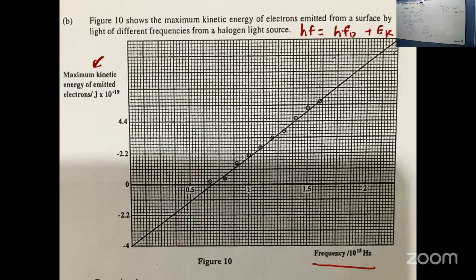So what we get here, after rearranging: does this graph go through the origin? No. So you're going to get kinetic energy on the y, and I'm moving across hf naught, right? I get hf minus hf naught. Kinetic energy is the y-axis, f is your x-axis, so your gradient is what? Your gradient is h. And your y-intercept is what? Minus hf naught.